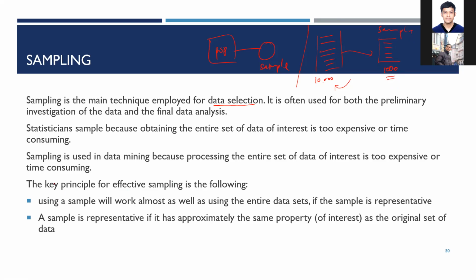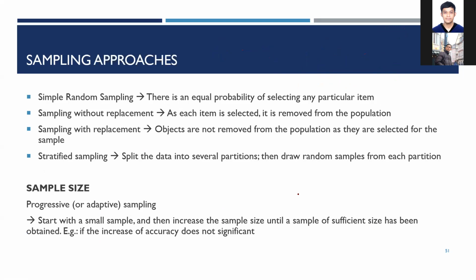In sampling, we have to make sure that even though we use a smaller data set, this smaller data set, the sample, represents the entire data. A sample is representative if it has approximately the same property of the original data set. So even though we use a smaller one, the property, the pattern is the same.